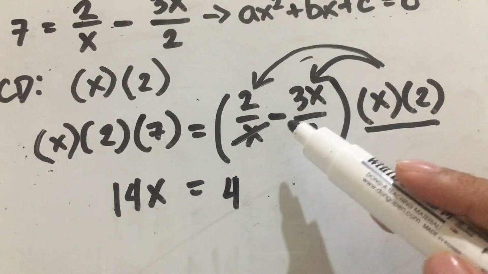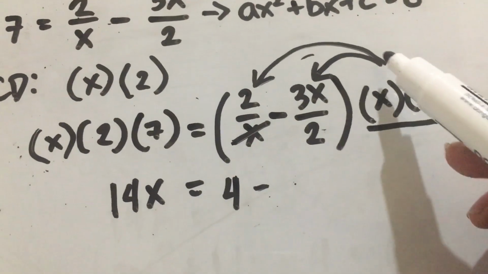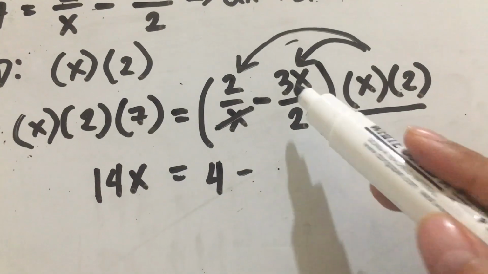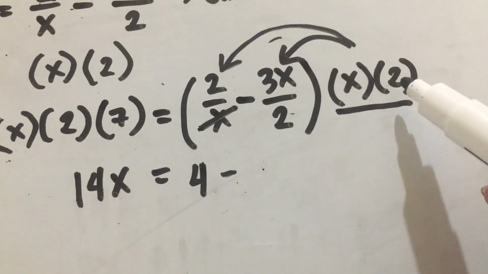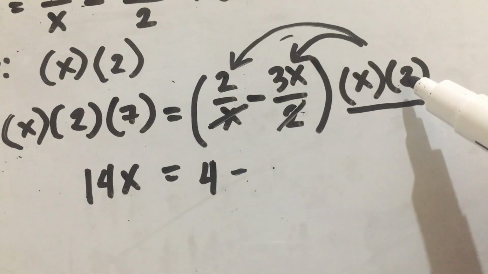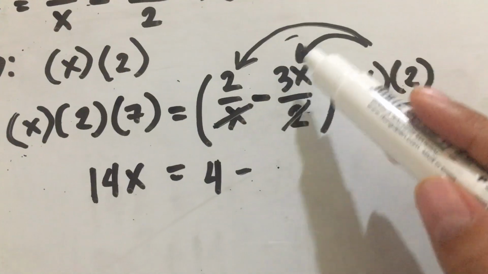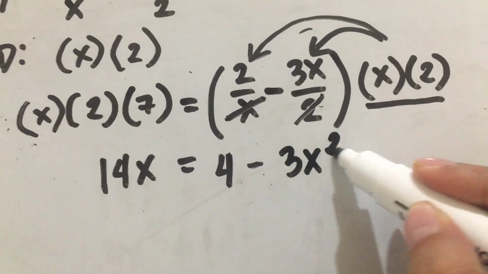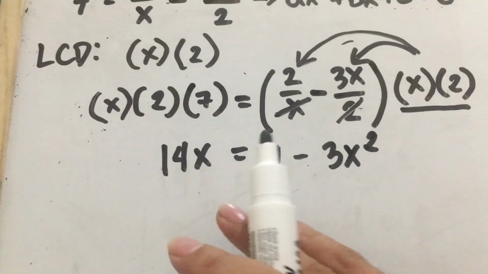Next, copy the minus sign. You multiply again the LCD to 3x over 2. The common in the denominator of 3x over 2 is 2, and the common in the LCD is also 2. So we can cancel out the 2 and the 2 in the LCD. Therefore, x is left, and x is multiplied to 3x. That is x times 3x, which is 3x squared.